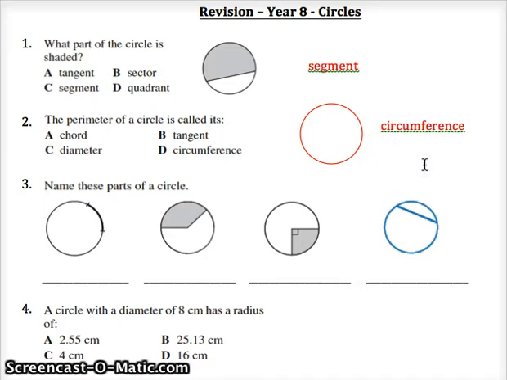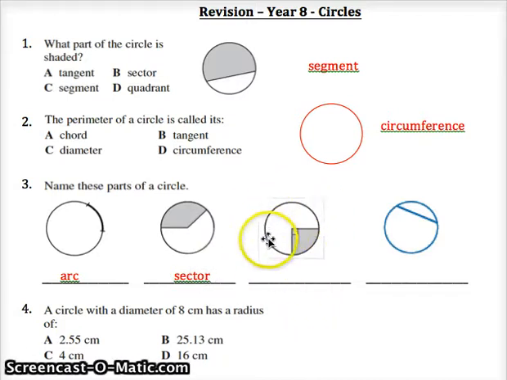In question 3, you have to name these parts of the circle. In this first part, we just want this little bit there. It's only a part of the circle, and it's called an arc. In the second diagram, it's like we've got a piece of pie or a piece of pizza, and that part of a circle is called a sector.